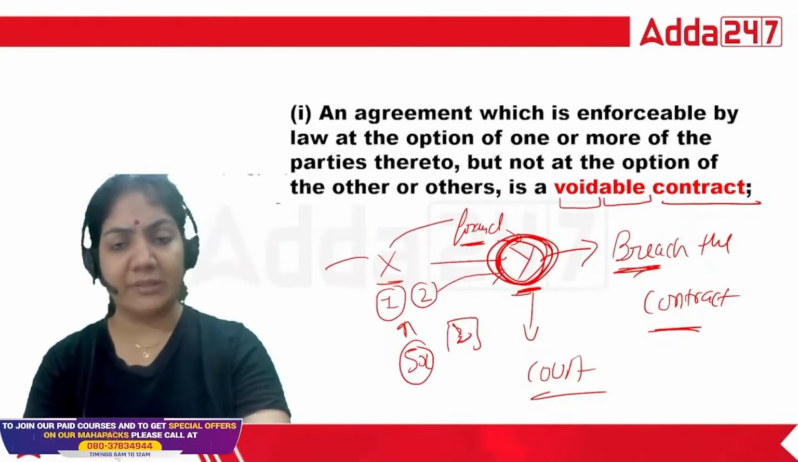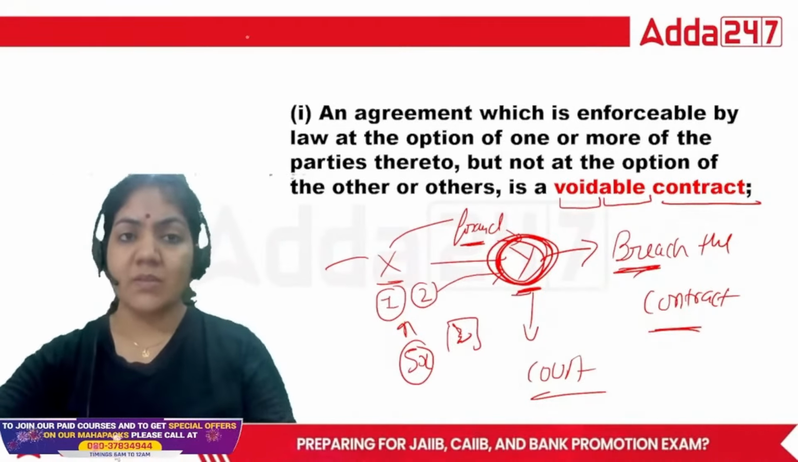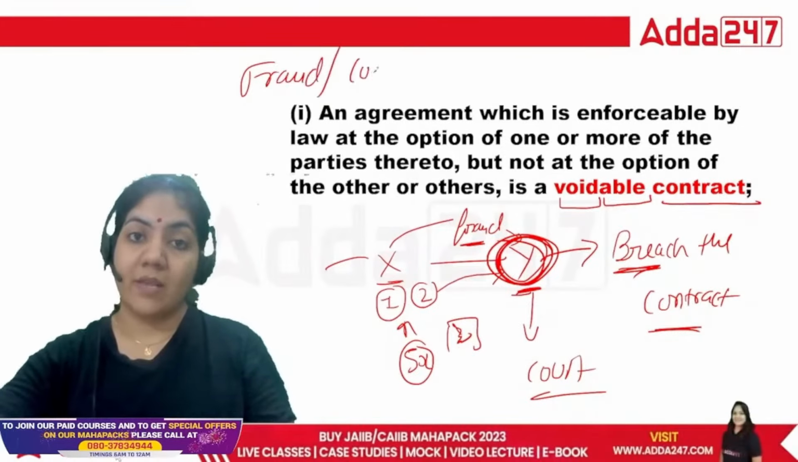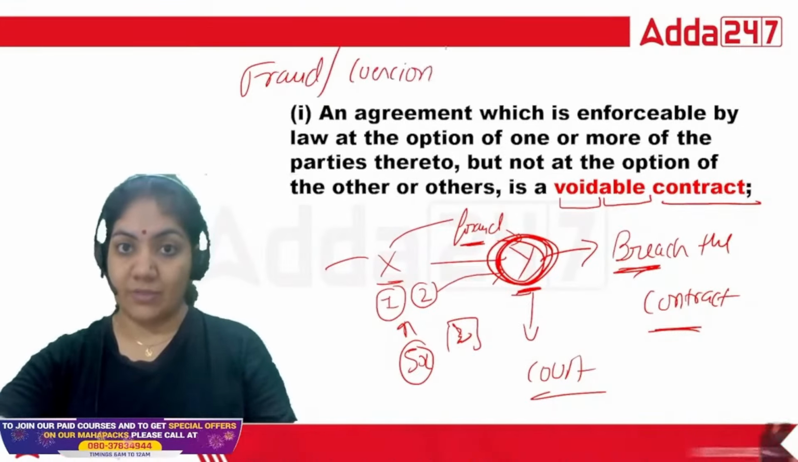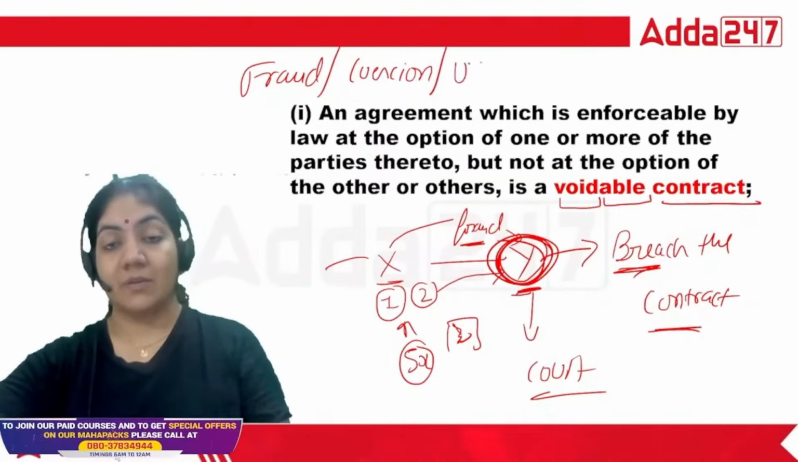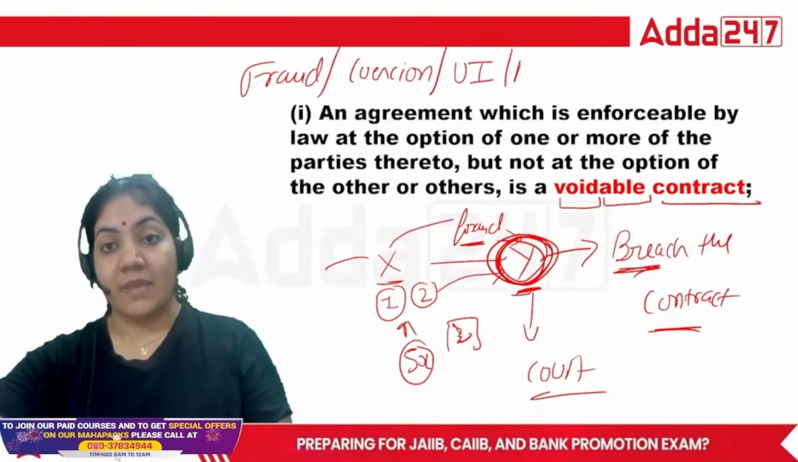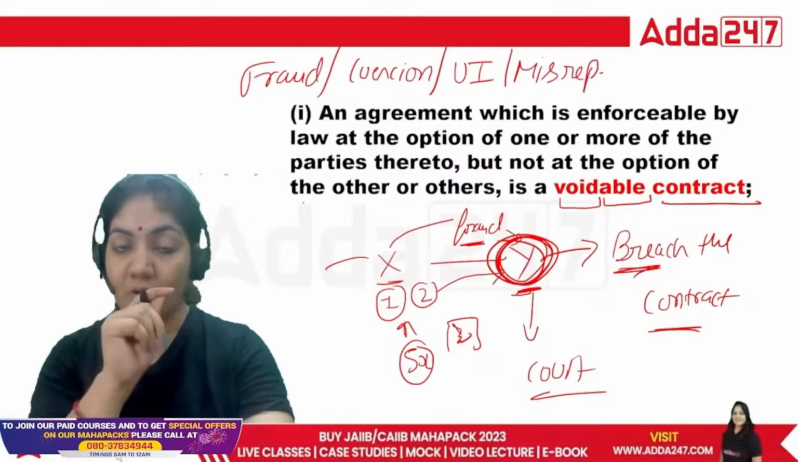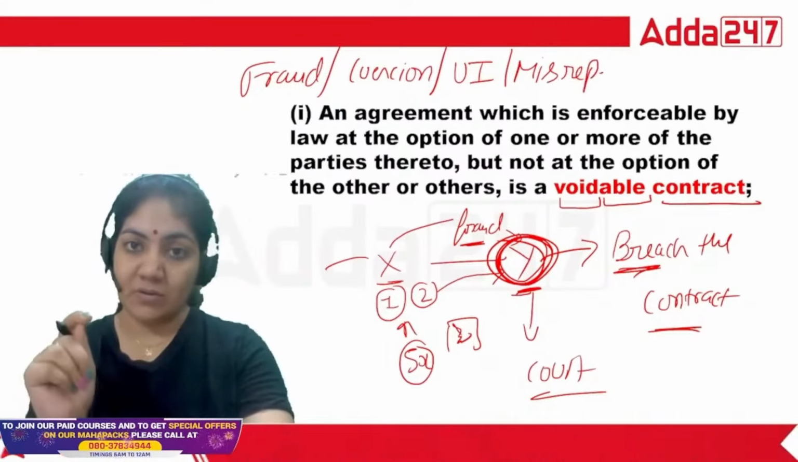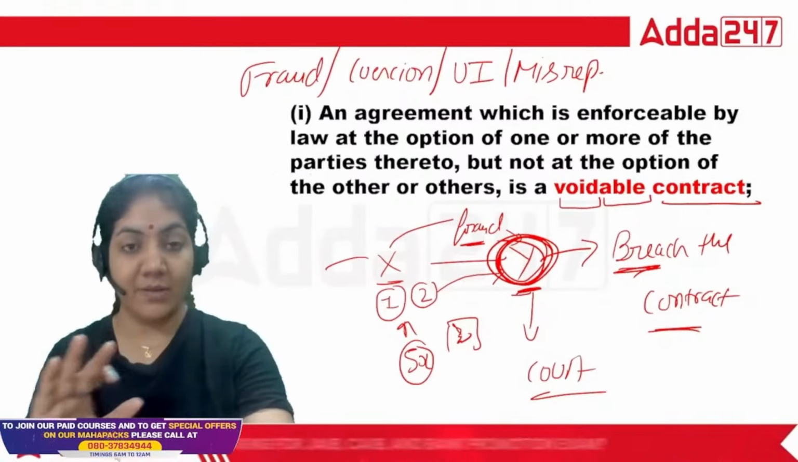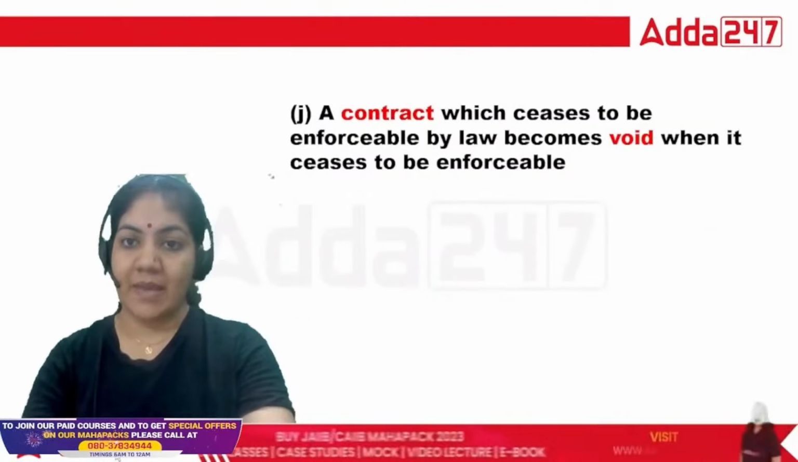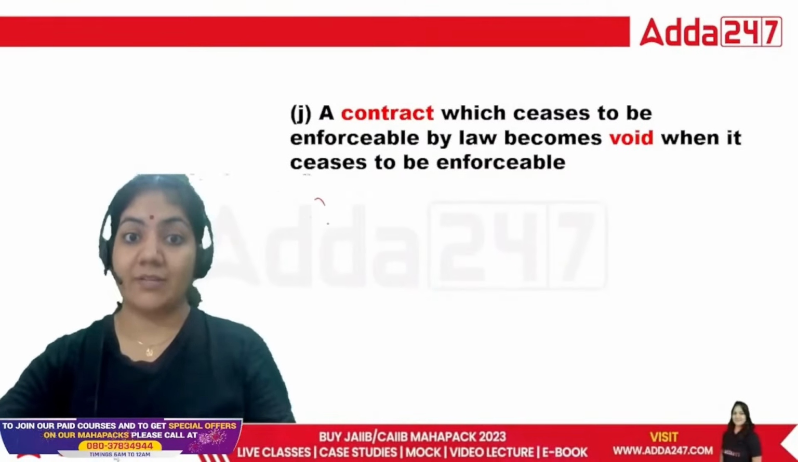A very simple definition. If any contract is done by fraud, by coercion, by undue influence, or by misrepresentation, then in all four cases the contract can be breached by only one party. That's it. And this is the last definition, guys.